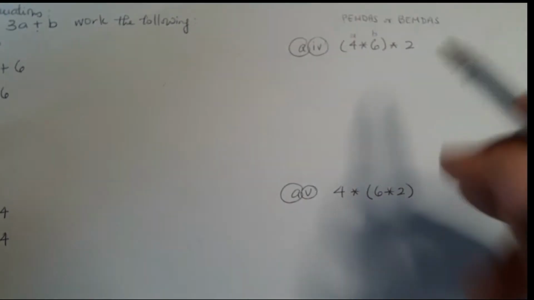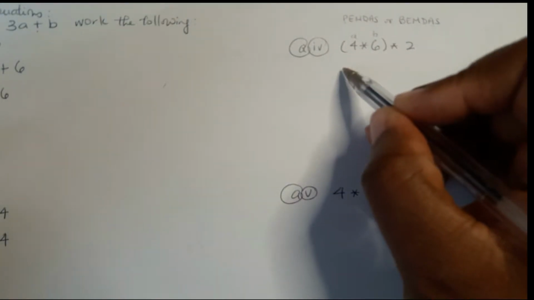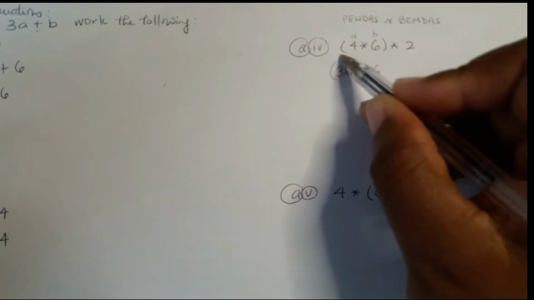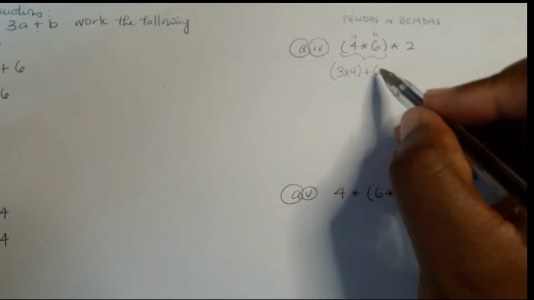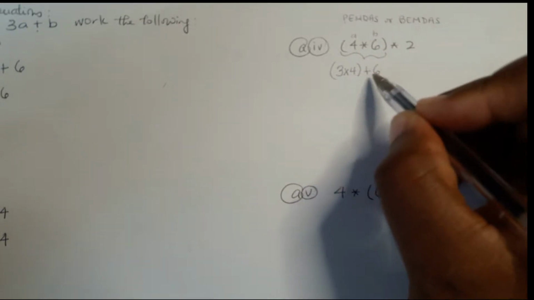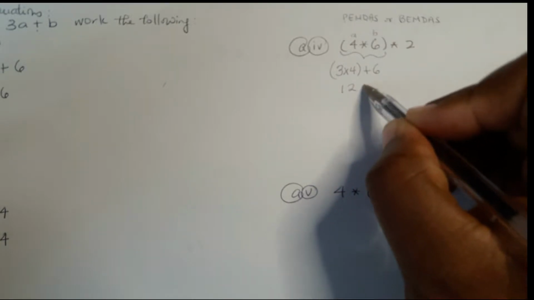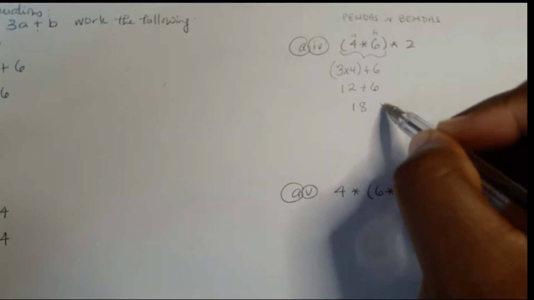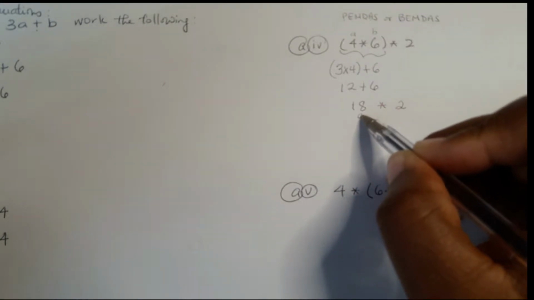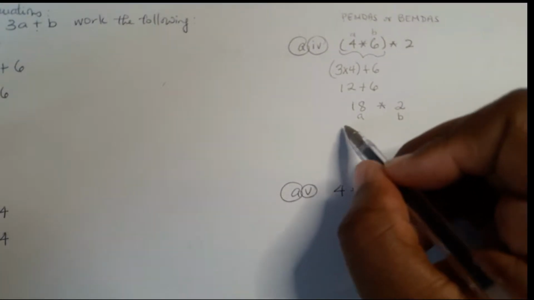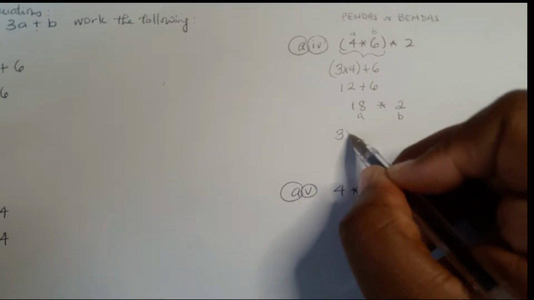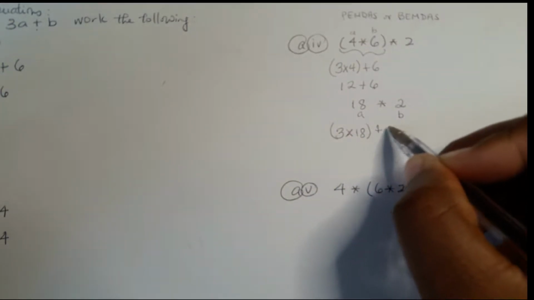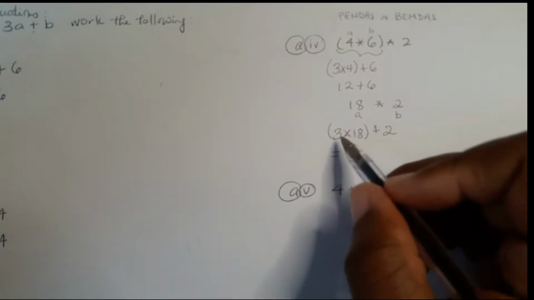Okay, so we're going to work out what's in the brackets first. So you want to say 3 times 4 plus 6. We're working out whatever is in the brackets first, and that will give us 12 plus 6, and that together will be 18. Star 2. Now we have a new A and a B. And whatever it is, we do it again. So we're going to say 3 times 18 plus 2.